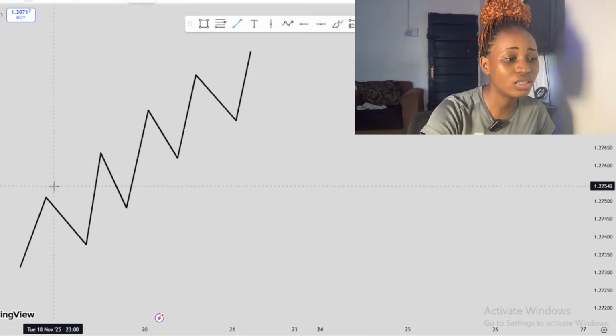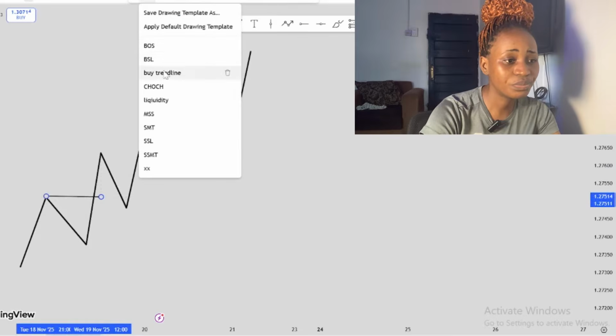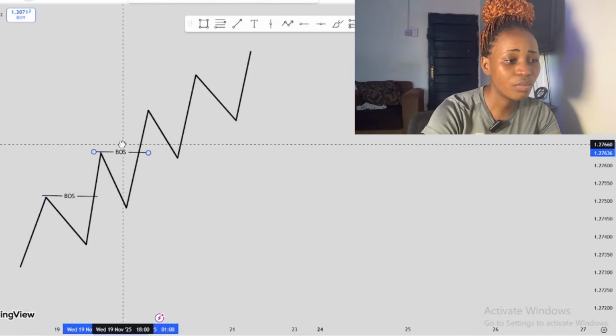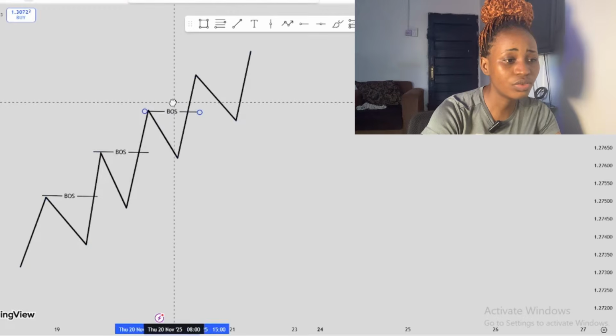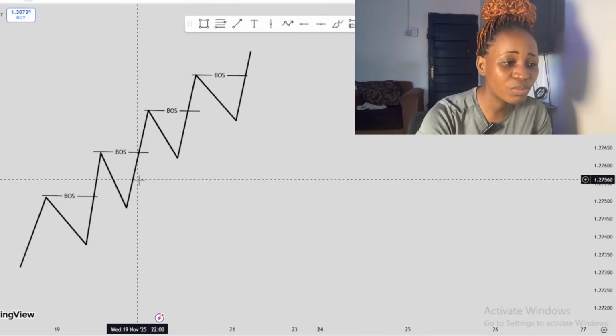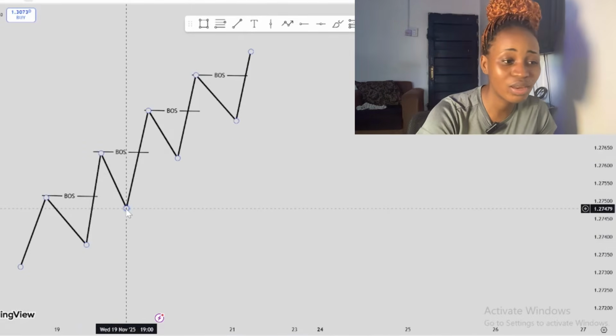We have this breakout structure. Let me try to label it so you understand better. We have this breakout structure, we have this breakout structure, we have this one, and we have this. This is for an uptrend. Do you get? You can see how simple it looks. It looks very easy to understand, but sometimes this is not what the market presents to us.